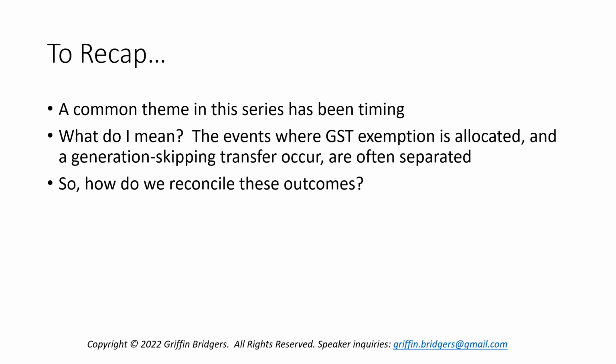So to recap so far, one big common theme in this series has been timing. So what do I mean by timing? Well, the core theme we've covered so far is that really you have two separate events. One is allocation of GST exemption, and one is the potential allocation of a deferred generation skipping transfer. These are often separated, so the question is, when do we take into account the value of property that's subject to the generation skipping transfer? What really depends on the purpose. Is it at the time we're allocating GST exemption, or is it at the time when a later generation skipping transfer might be occurring? So today is all about reconciling those outcomes.